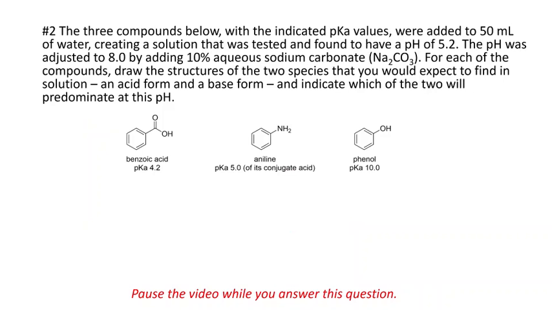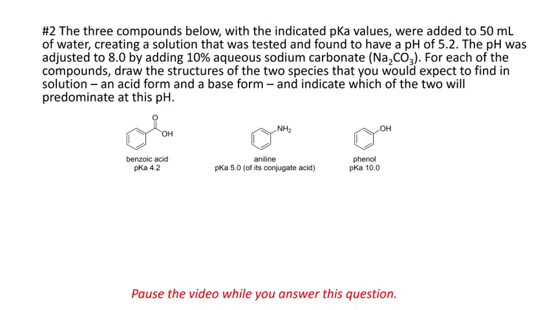Number 2, the 3 compounds below with the indicated pKa values were added to 50 milliliters of water, creating a solution that was tested and found to have a pH of 5.2. The pH was adjusted to 8.0 by adding 10% aqueous sodium carbonate. For each of the compounds, draw the structures of the 2 species that you would expect to find in solution, an acid form and a base form, and indicate which of the 2 will predominate at this pH.